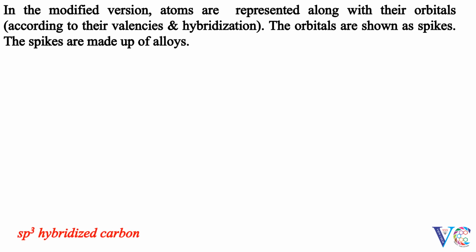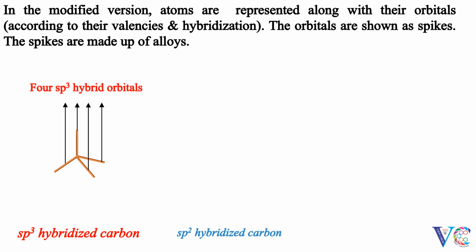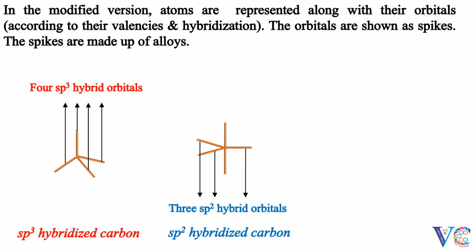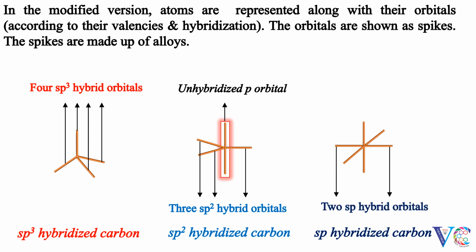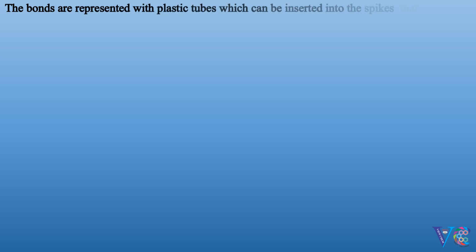sp3 hybridized carbon. 4 sp3 hybrid orbitals. sp2 hybridized carbon. 3 sp2 hybrid orbitals, and 1 unhybridized p orbital. sp hybridized carbon. 2 sp hybrid orbitals, and 2 unhybridized p orbitals. The bonds are represented with plastic tubes, which can be inserted into the spikes that represent the orbitals. This model can also be called as skeletal model.